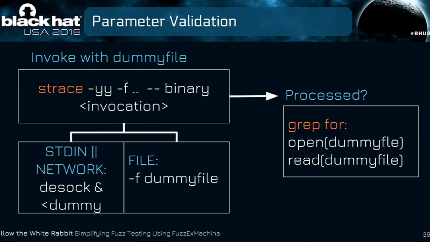And in the case of a parameter that we suspect leads to the processing of input via standard in or network, we just pipe the contents of the dummy file to standard in. Remember, we desoc the binary. And then, after we've done this, we check the system calls of that particular execution and grep for open or read calls for our dummy file. And if the system calls for that particular execution contained those calls, then we know that our parameter indeed led to the processing of user-defined input.